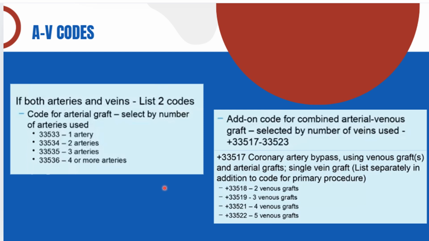So let's take an example that for the CABG I have used one artery and one vein graft. So how do I code it? For the arterial part I will code 33533 and for the venous part I will code 33517. This is only whenever we are using the AV code, AV grafts. But if it is only vein, then the code is 33510 to 33516. Remember that. This is very important.